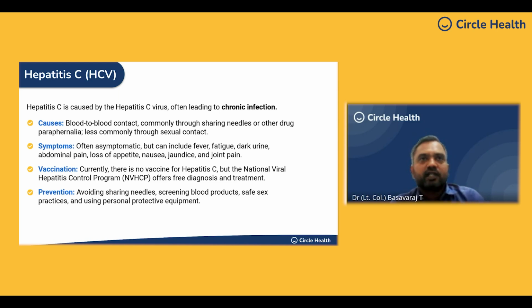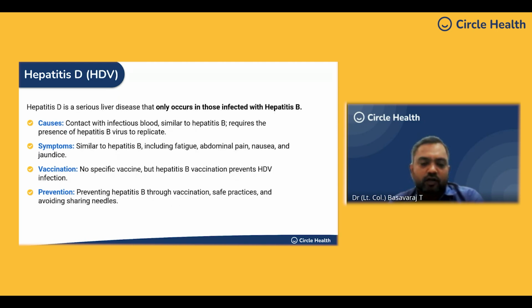Now, coming to hepatitis D, in order to survive in the body, it needs hepatitis B. So if you have hepatitis B, then hepatitis D superinfection can happen. Now, if there are 2 different viruses, that is hepatitis B and D, then the complications are again high.